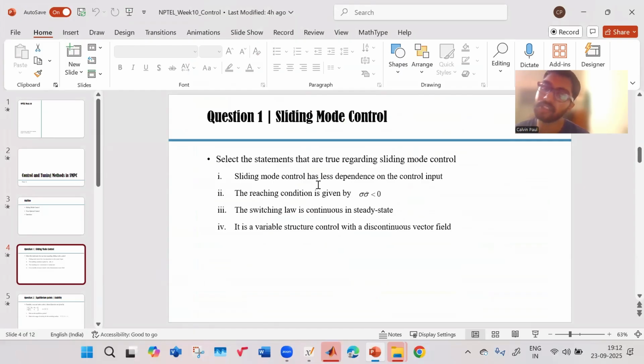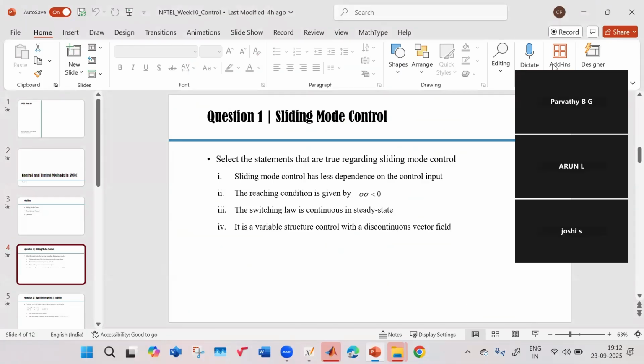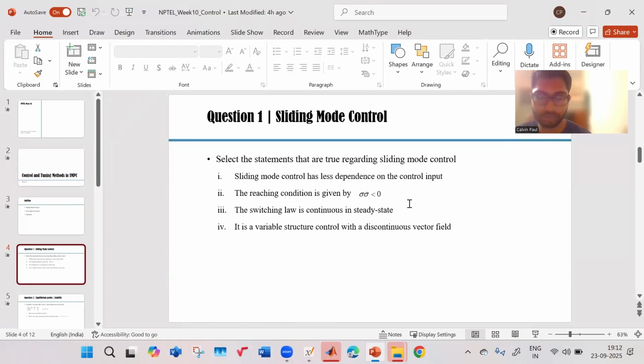Is the switching law continuous or is your switching law discontinuous in steady state? Discontinuous. Yes, it is discontinuous. So this statement is false. And the next thing, it is a variable structure control with a discontinuous vector field, is true. So only your statement 3 is false over here. Okay, so I'll proceed to the next question.